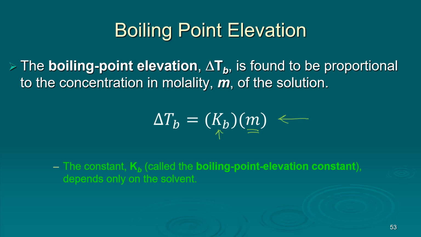So Kb is called the boiling point elevation constant. It depends on the solvent. It doesn't depend on the concentration. It doesn't depend on the identity of the solute. Now, the change in temperature does depend on the concentration, but it does not depend on its identity. And Kb only depends on the identity of the solvent.